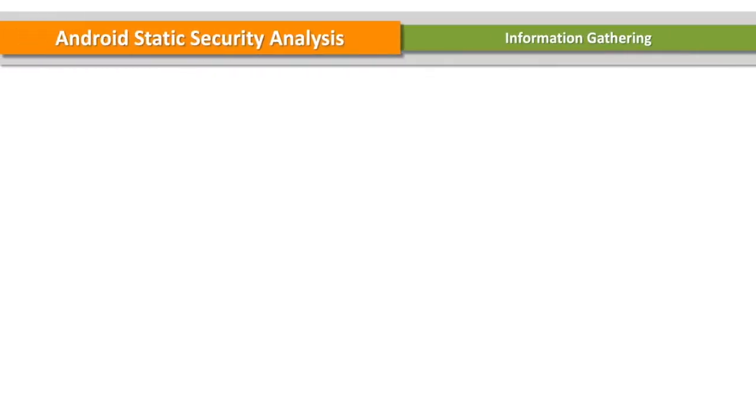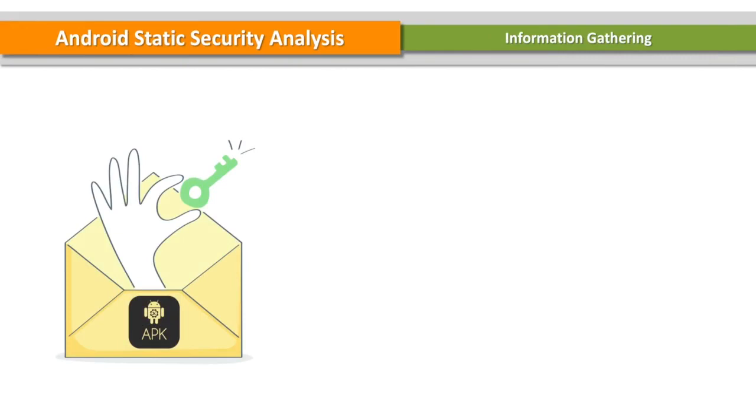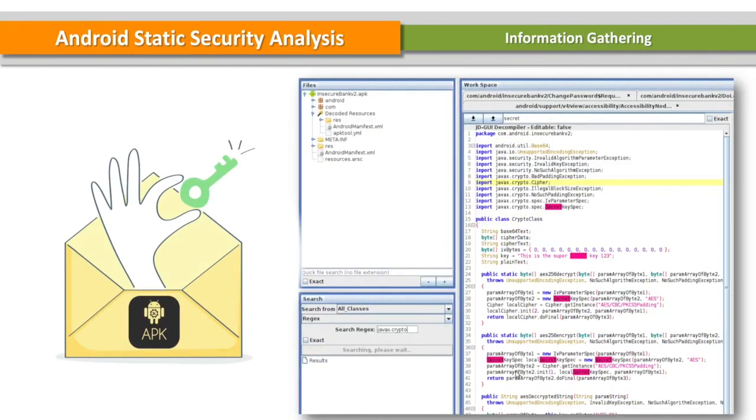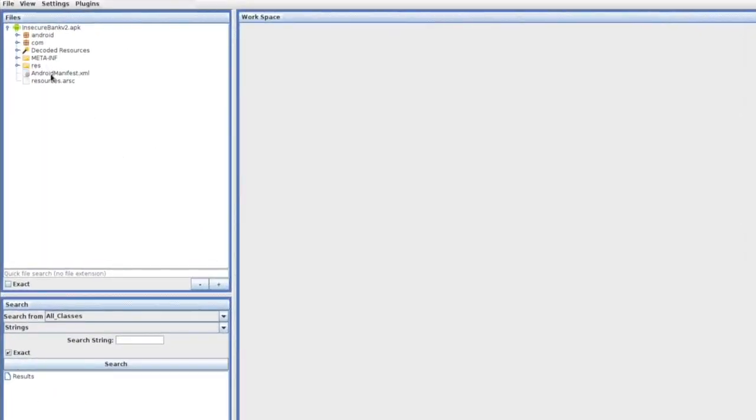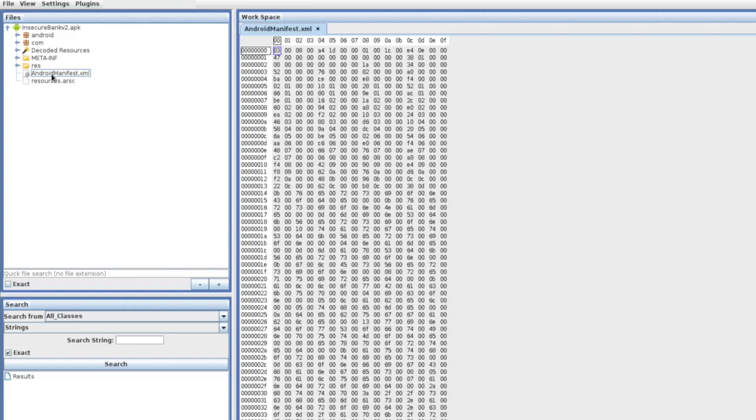So in the previous lecture, we decompiled the APK file of the Insecure Bank application. So that means in this section, we will learn some approaches and the basics of analyzing an Android app and what to look for in the source code. So we'll start by analyzing the app's manifest, AndroidManifest.xml.